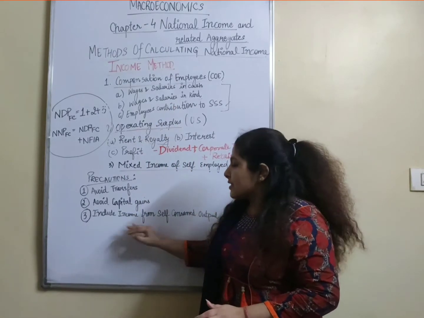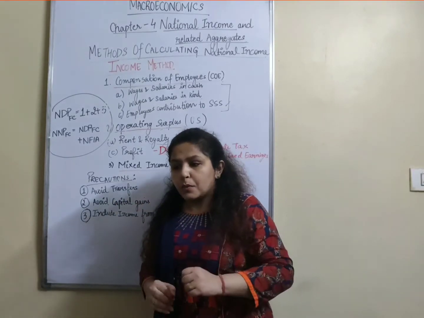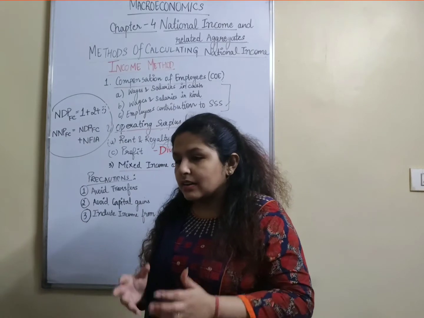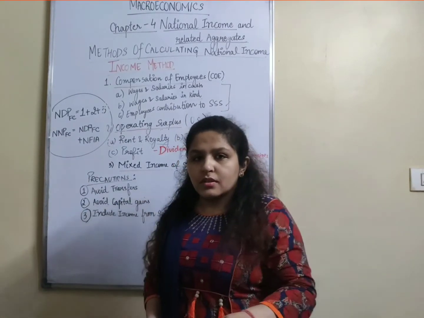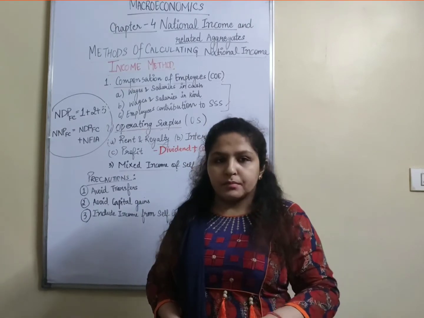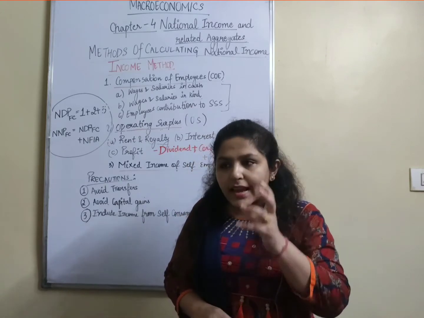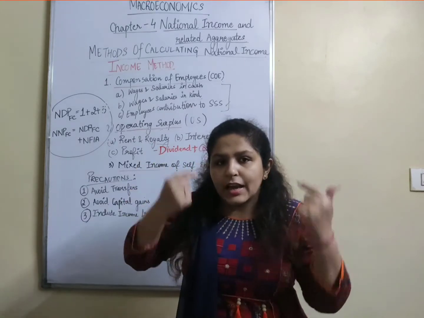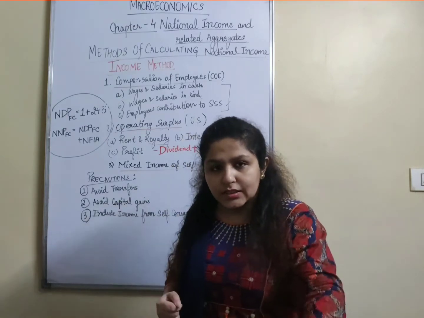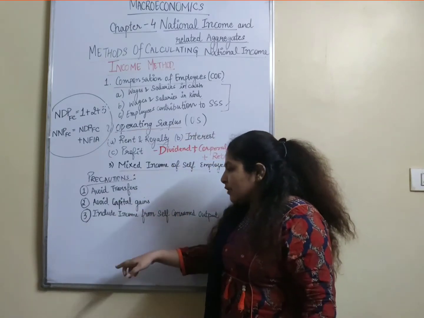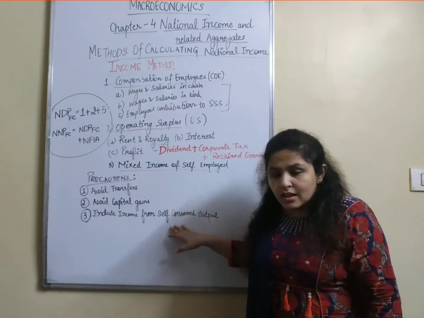Last precaution is include income from self-consumed output. Let's say you produce something and you would have sold in the market. Right? Let's say you're a farmer and you produced 30 kgs of wheat on your farm. But instead of selling it in the market, you consume yourself. So you will think, if I would have sold this in the market, how much income I would have got. You will include this, the imputed value of the self-consumed output. So these are the precautions of income method.